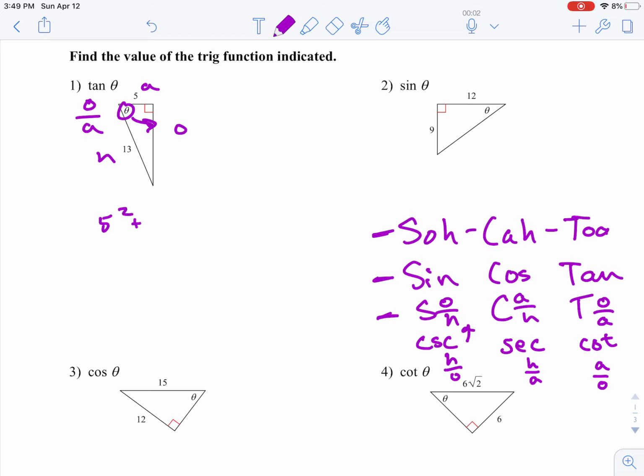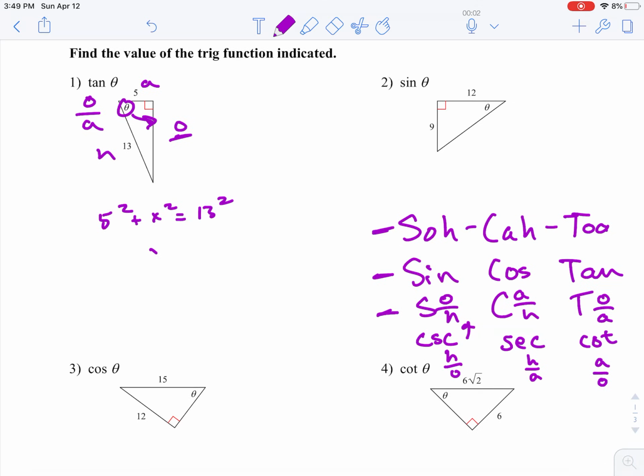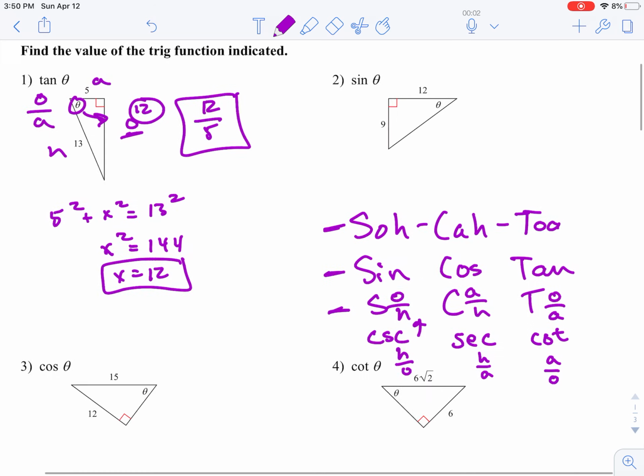5 squared plus x squared equals 13 squared. I don't want to call it O because that's going to look like a 0, it gets confusing. Square those up, subtract. x squared equals 144, x equals 12. I'm getting good at this now that I did this like 3 times. So this is 12, so 12 over 5.